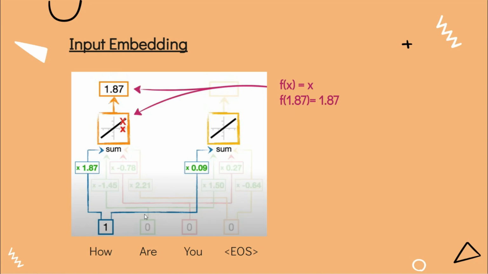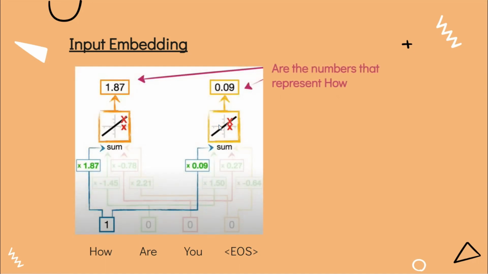The same thing is going to be happening with the other weight and the other function. And that's how we will end up with the two numbers that are representing how. Same thing goes for the others. Whenever we want to have the numbers that are going to represent each of these words, we just want to put 1 on the word that we need and zeros for the rest.